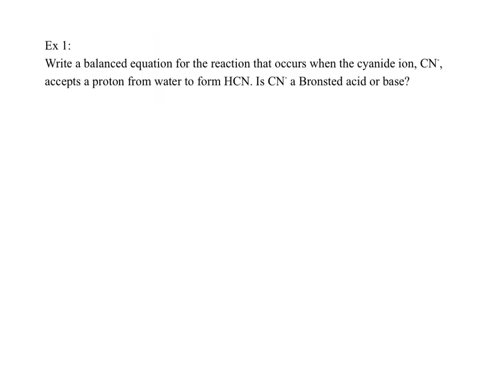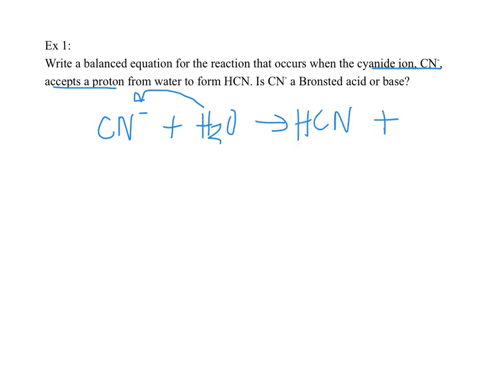Okay, we have 2 more problems left in the whole lesson. It says, write a balanced equation for the reaction that occurs when the cyanide ion accepts a proton from water. Okay, so we have a cyanide ion. It's going to react with water. They're saying that that ion is going to accept the hydrogen from the water, creating HCN. And then if water loses one, it's going to become a hydroxide ion.